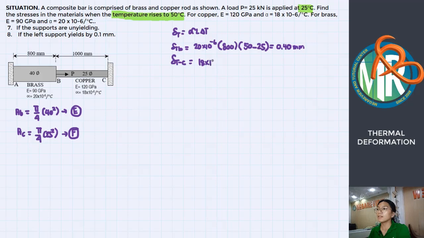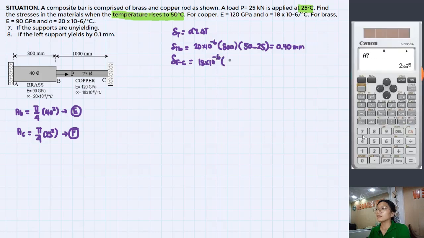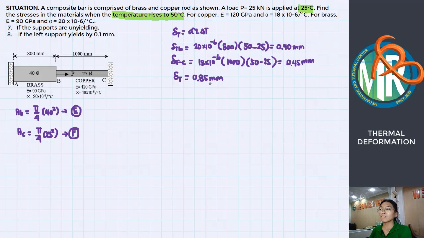For the copper rod, deformation due to temperature, delta Tc, that would be alpha of the copper is 18 times 10 raised to negative 6. Length of the copper rod is 1000. Change in the temperature is final minus initial. This is 0.45 millimeters. Now, calculating the deformation due to temperature change, that would be 0.40 plus 0.45. Total is 0.85 millimeters. Ngayon, saan natin i-reflect tong total na to dito sa figure natin?